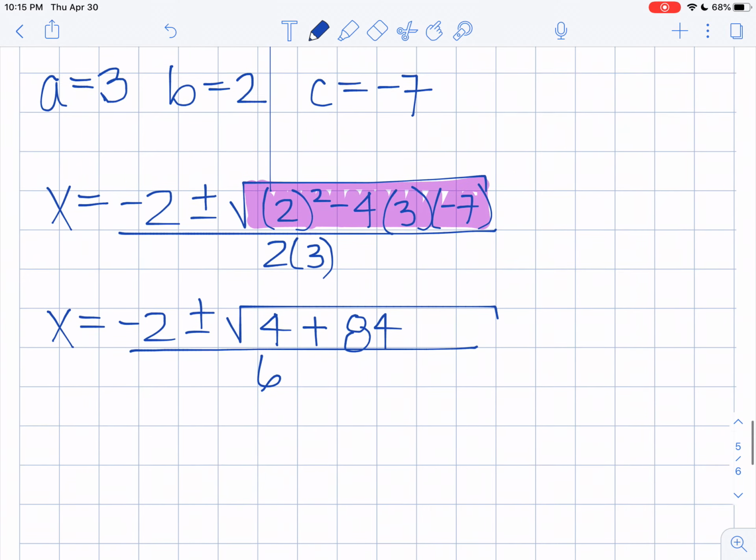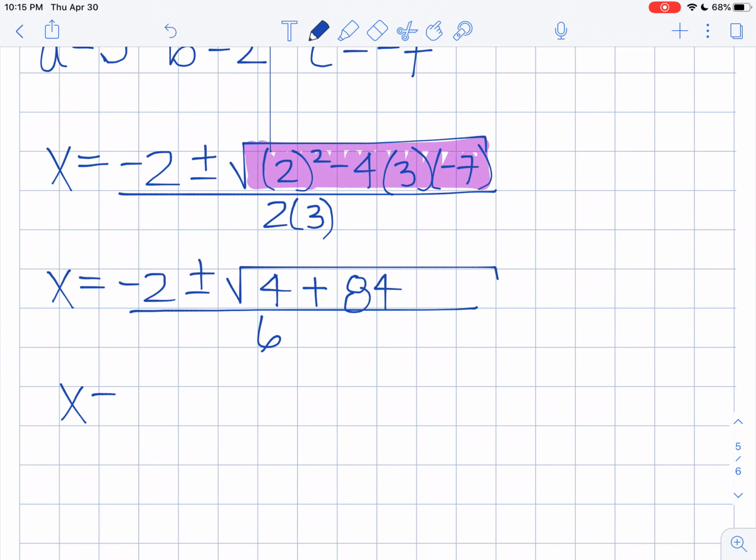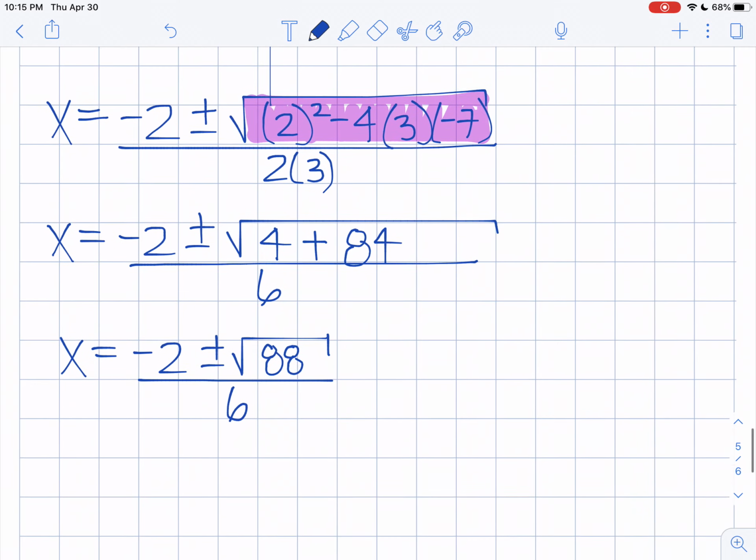I'm going to keep simplifying underneath my square root. And I get 4 plus 84 is going to give me 88, all divided by 6. Now you might say, cool, I'm done. Well, you have to remember back when we learned how to simplify square roots. So I have to break down my square root first, and then I can simplify a little bit more because the goal is to simplify it as much as possible.